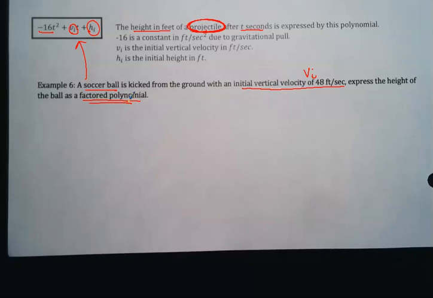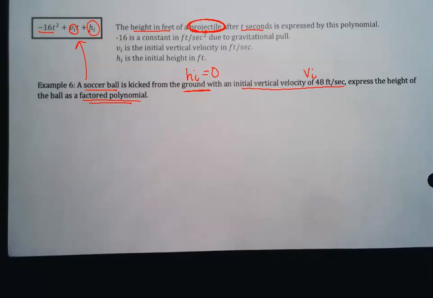When our soccer ball is kicked from the ground, h sub I is the initial height. This is our h sub I. When it's kicked from the ground, how far off the ground is it? Good. It is 0, right? It's there on the ground. So we're going to plug these numbers into our formula.